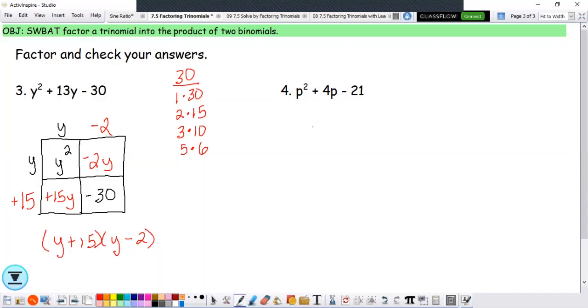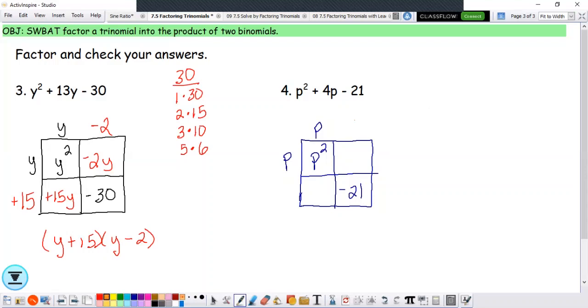And number 4. We have p squared and minus 21 as the values we know for sure. And we know p times p will multiply to give us p squared. Because our constant is negative, we know we will need a positive value and a negative value to multiply to give us a negative 21.